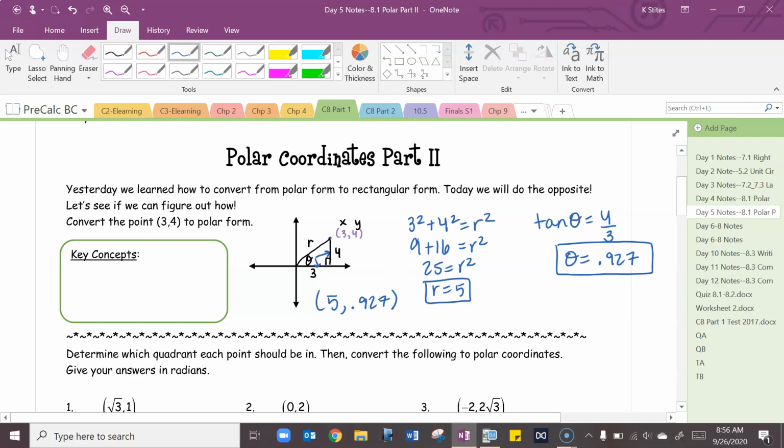All right, so key concepts. Well, to find the radius, if you look, this was just our x and our y. So the big one is that x squared plus y squared equals the radius squared. That's just our Pythagorean theorem. And then our other would be that the tangent of theta is equal to y over x. Okay, they're not quite as pretty as our conversions that we used yesterday, but they will do the job. All right, so these are ones you will have to know.